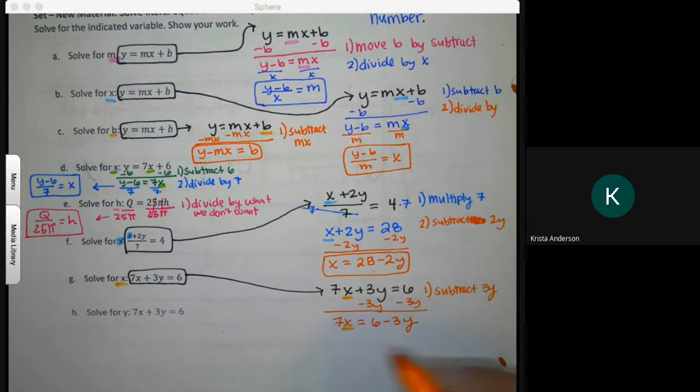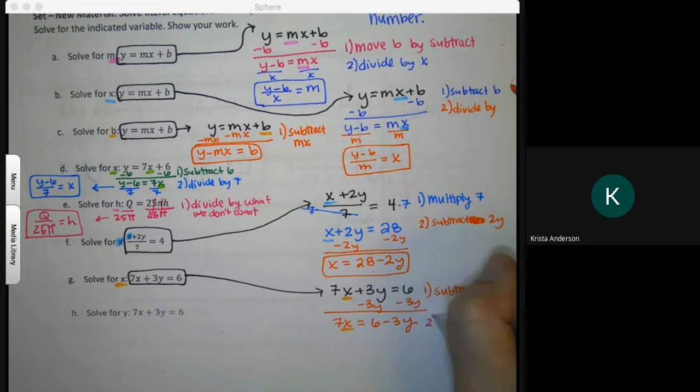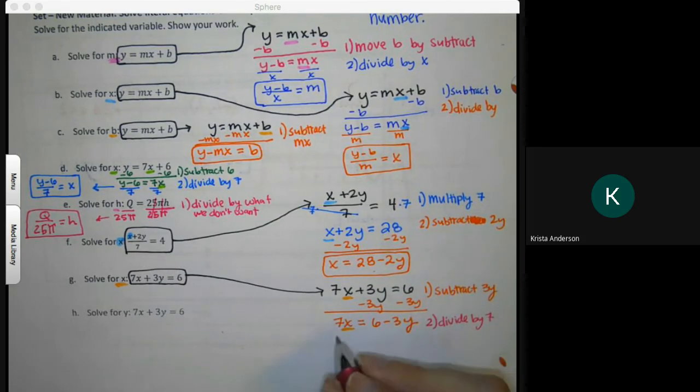Still trying to get X by itself, which means I will now divide by 7. X is 6 minus 3Y over 7.